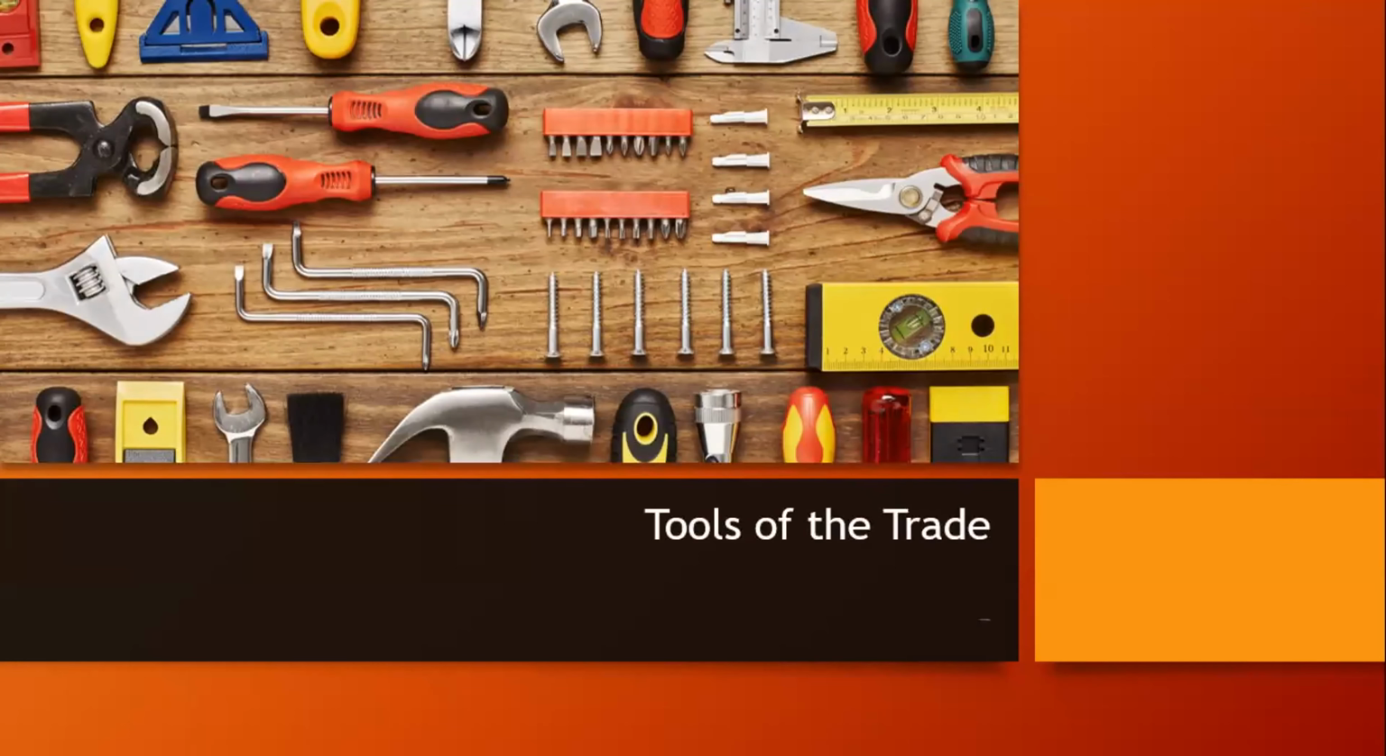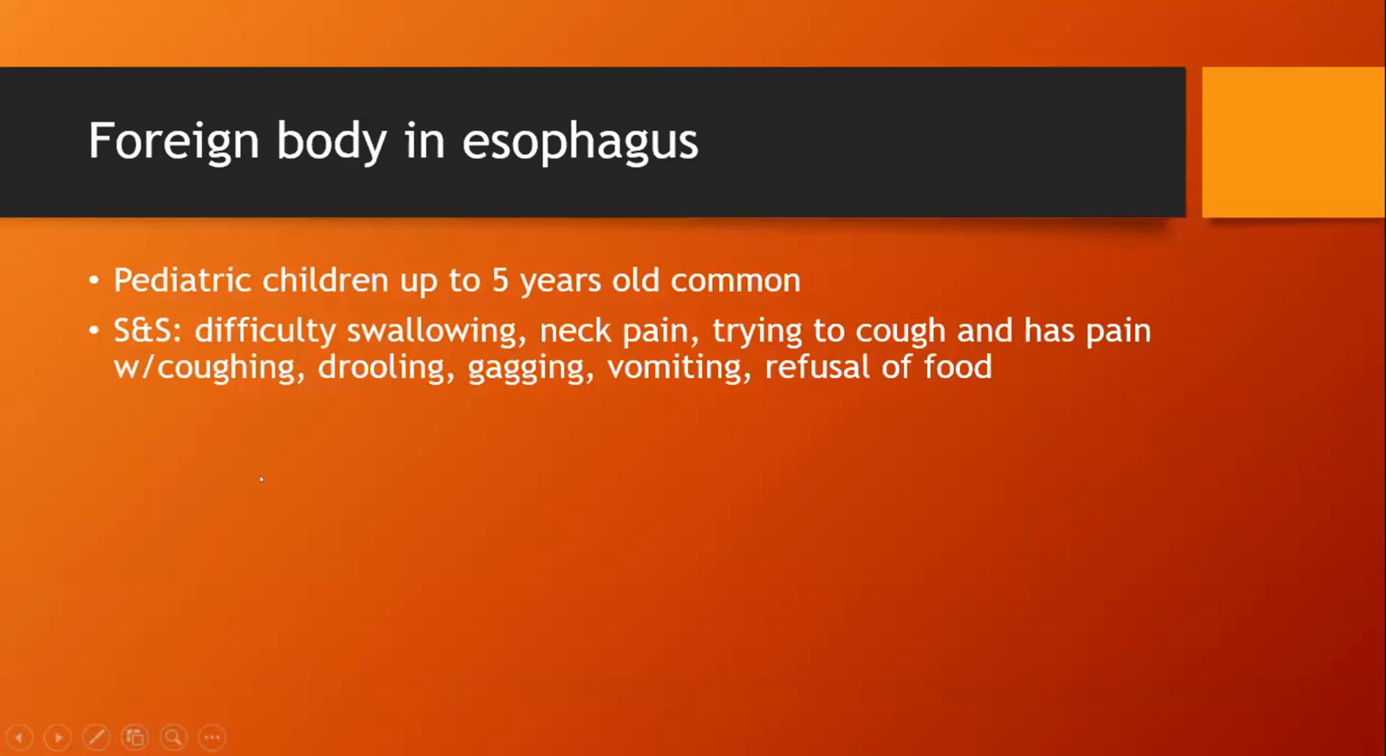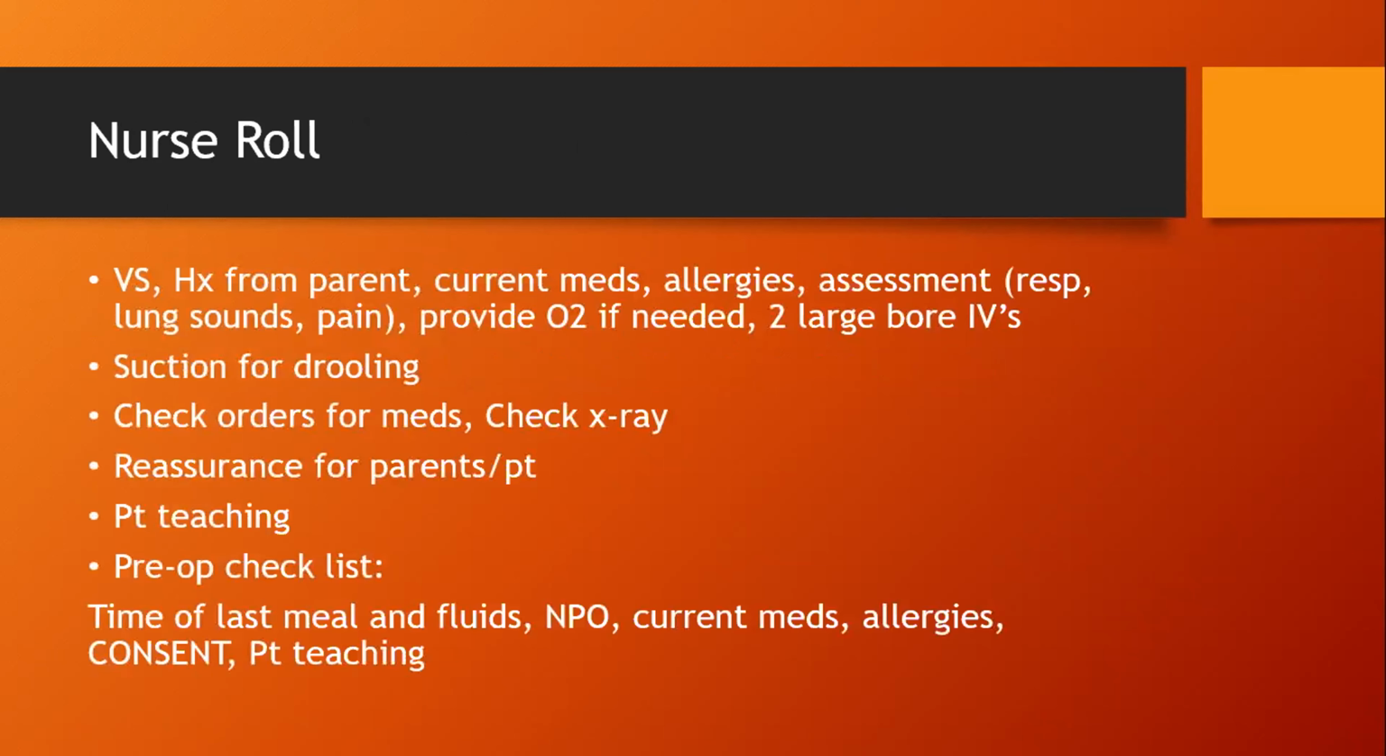There you are. Okay. So I have a foreign object in the esophagus. Could you just click next, please, Karina? Trying to. Yeah, there you go. Sorry. Okay, so it usually occurs in pediatric children up to 5 years. It's common just because they're very curious, stick everything in their mouth. It could happen with adults as well. Signs and symptoms you may see: difficulty swallowing, neck pain, trying to cough, and then having pain with coughing, drooling, gagging, vomiting, and refusal of food.